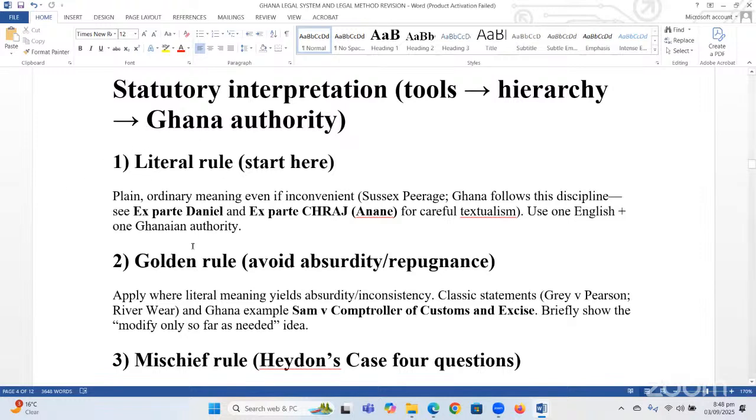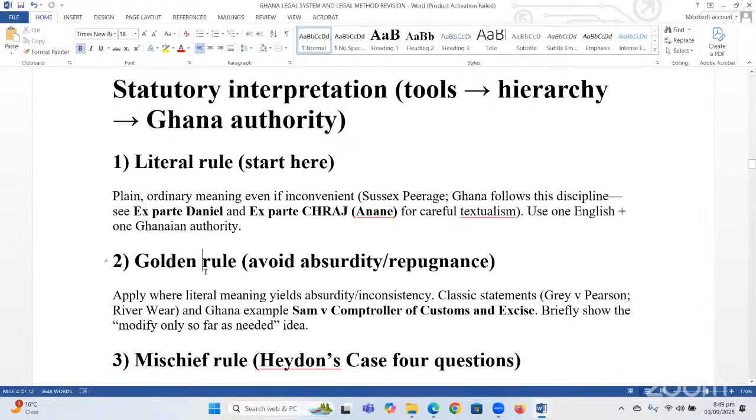Well, there are times that the literal meaning, which is the starting point, may not yield the preferred outcome in terms of the justice of the situation. So where the literal meaning leads to absurdity or inconsistency, absurdity as in an unreasonable outcome, an outcome which defies logic, then, as in the case of Gray and Pearson, for example, we are reminded that we need to depart from the literal meaning and rather go after a meaning which will avoid absurdity, repugnance or unreasonableness. So that is the golden rule.